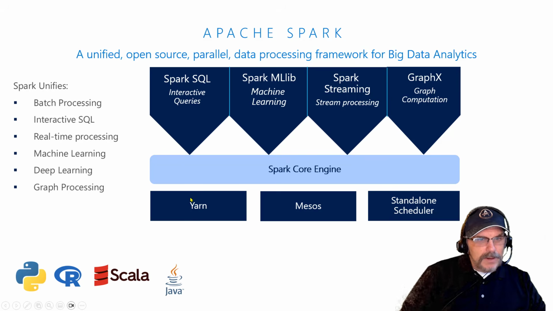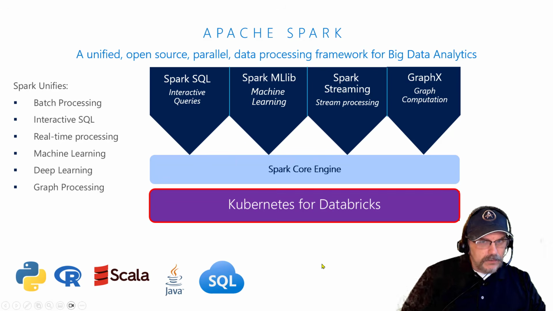Now, you look at the bottom here, you see Yarn, Mesos, and the standalone scheduler. These are ways that the Spark cluster can be managed. It's called a resource manager. So Yarn stands for yet another resource negotiator. Mesos is another resource manager. And built into Spark, there's always been this standalone scheduler. But Databricks and Spark leverages Kubernetes. That's something that wasn't always true, but now the standard is that Azure Databricks will use Kubernetes across the board because it just is really an effective way to manage the cluster.